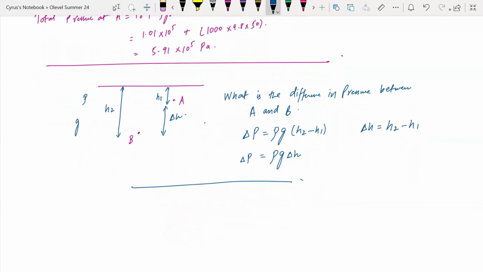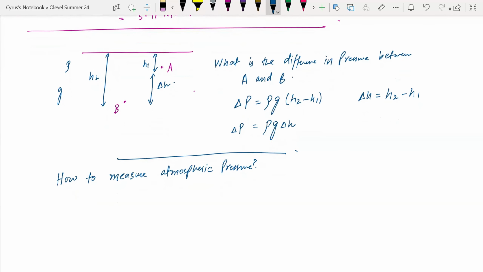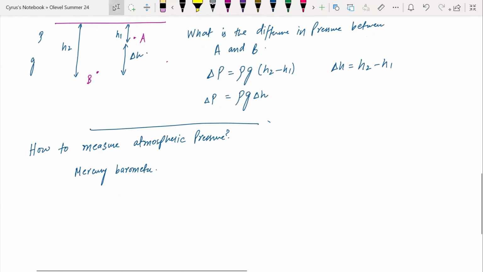There is this thing that how to measure the atmospheric pressure. An instrument for that is known as mercury barometer, right? I'm going to write here mercury barometer. How does the mercury barometer work? We have here a test tube like this. It is filled with mercury all the way. It's a 1 meter long test tube.